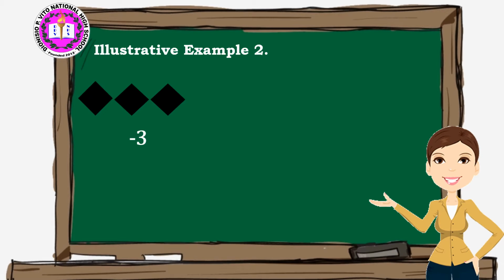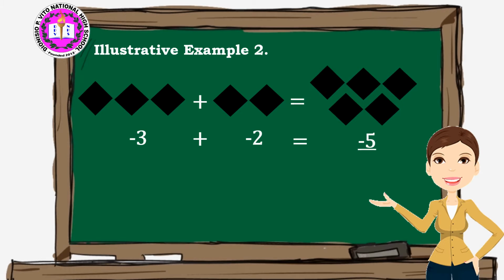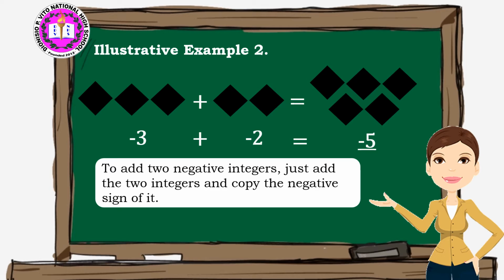Second example, we have negative 3, which is 3 black diamonds, plus negative 2, which is 2 black diamonds, equal to negative 5, which is 5 black diamonds. So to add two negative integers, we add the two integers and copy the negative sign.